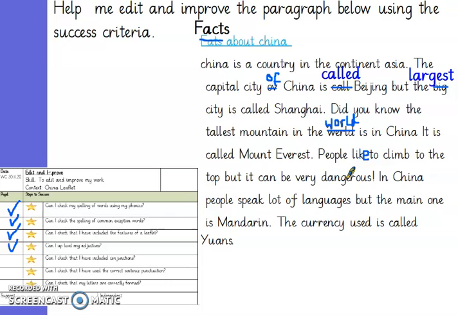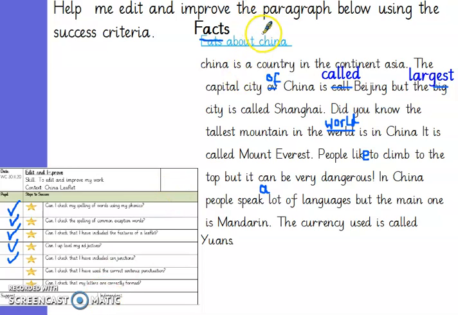Can I check that I've used conjunctions? The capital city of China is called Beijing, but the largest city is called Shanghai. Great. And look, in China, people speak not just a lot of languages, speak a lot of languages, but the main one is Mandarin. Perfect, I've done that.